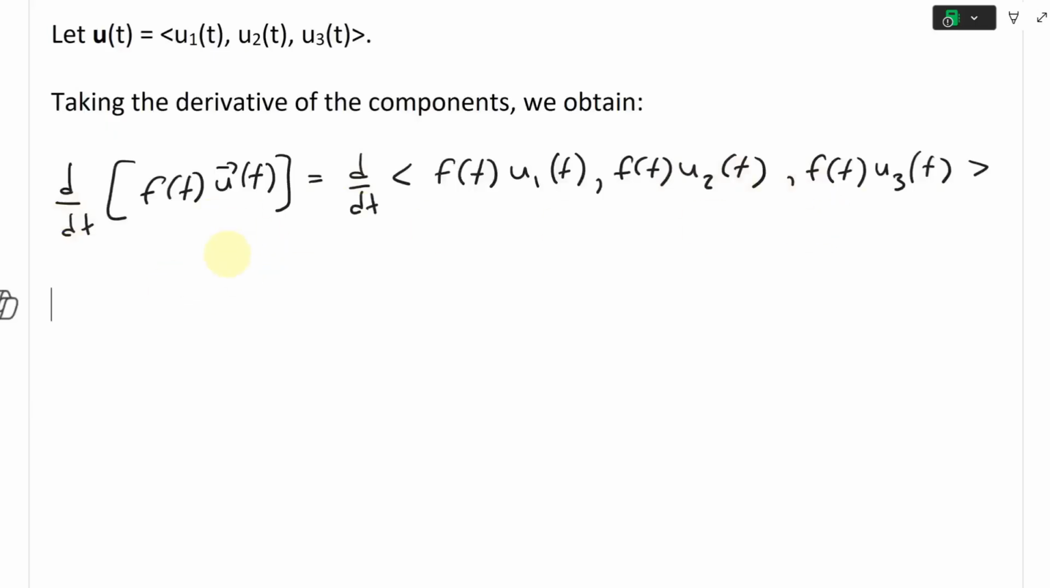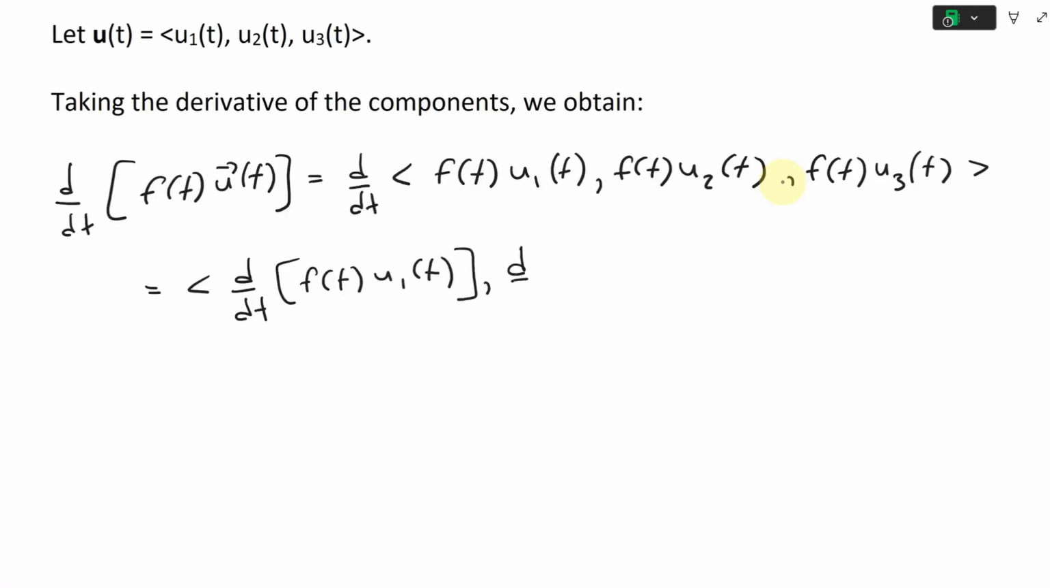So now the next part as well, we just put this d over dt inside each of these components. We could just use basic vectors. Now we put that inside the d over dt, so we're doing a derivative of each one. And this is going to be now d over dt of f of t u1 of t, and then d over dt.